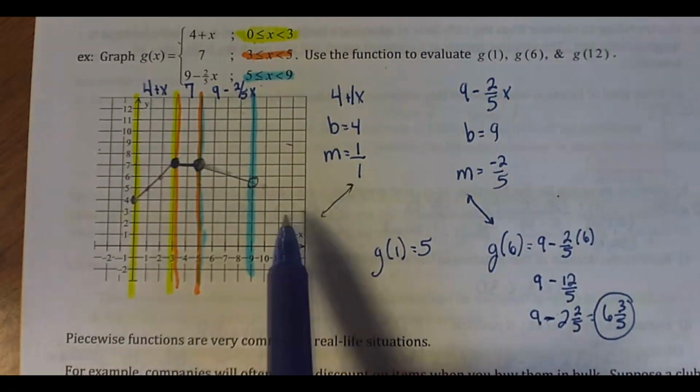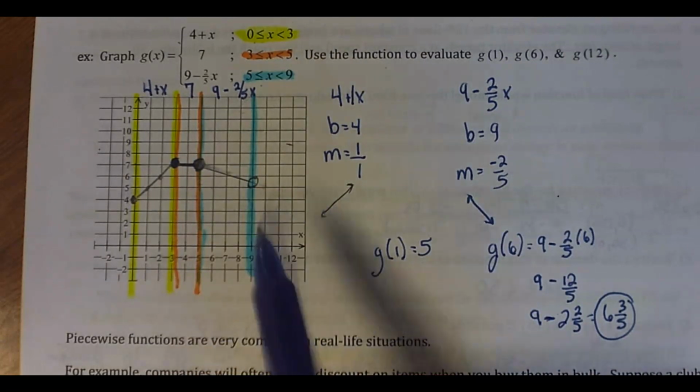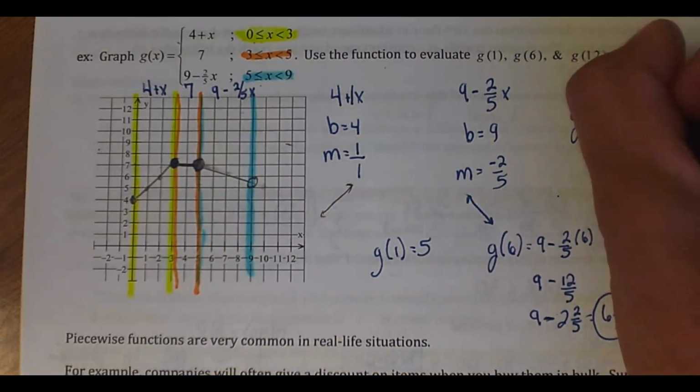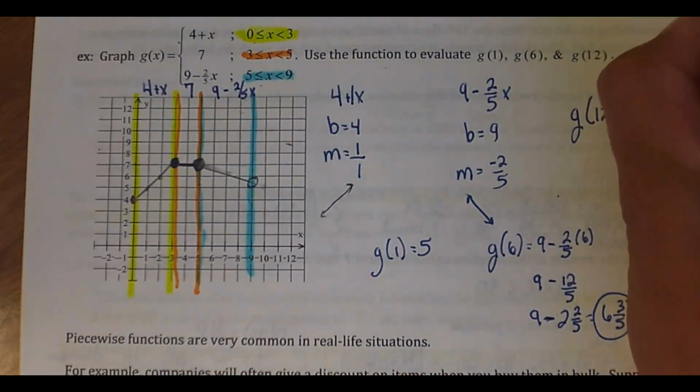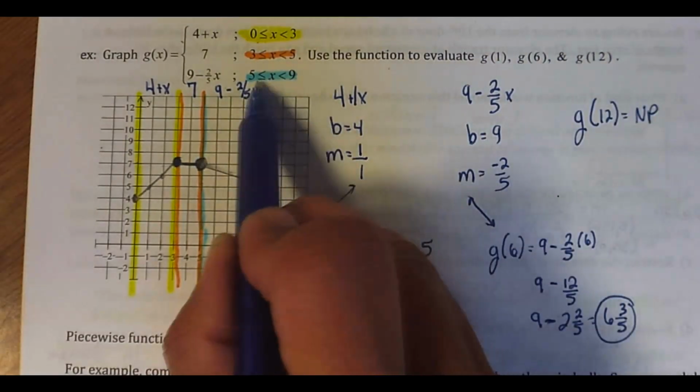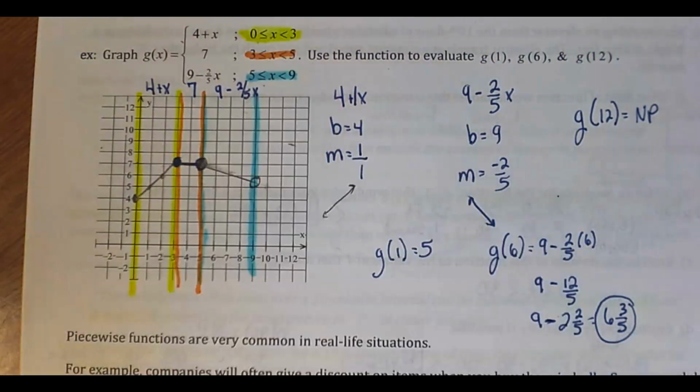All right, and then g of 12. So g of 12, if you notice, 12 doesn't have anything in here, so this is going to be one of those that's not possible. I should also note it's not possible because 12 doesn't fit any of these domain restrictions.